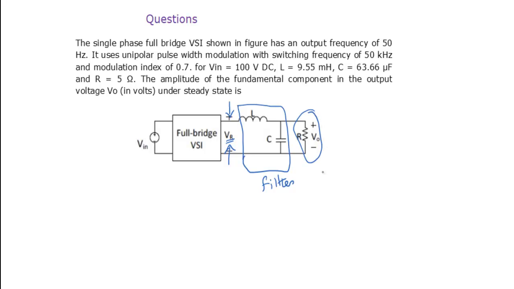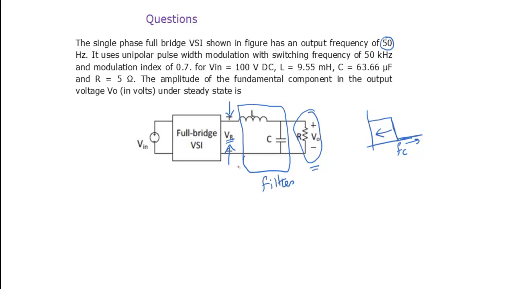Now we need to calculate the load voltage. Actually it is a low pass filter. If some corner frequency is assumed, it will allow all the frequencies below the corner frequency, and above the corner frequency it will attenuate everything. Strictly speaking, it should attenuate all the frequencies except the 50 Hz frequency, that is the fundamental component, the required component. It should not attenuate that one.